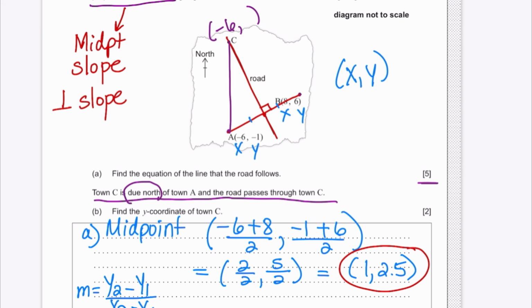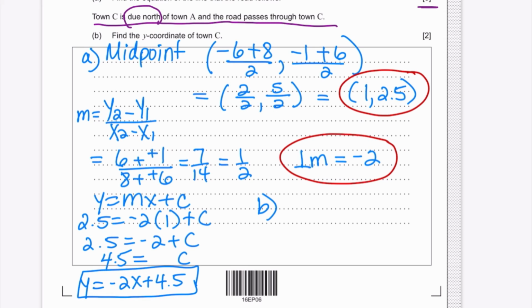And that I'm going to do by substituting it into the equation of the line that I just found. So to figure out that y value, I'm going to substitute -6 for x. My equation is y equals -2x plus 4.5.